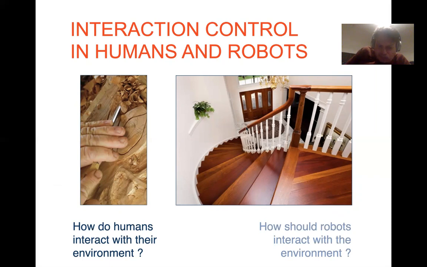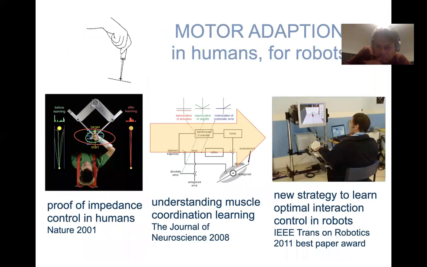And okay, so two questions here. So one question is, how do humans interact with the environment? And the dual question is, how should robots interact with the environment to get the versatility and skill of humans, so that we hope that by understanding how humans proceed, then we may be able to develop very good strategies for robots.